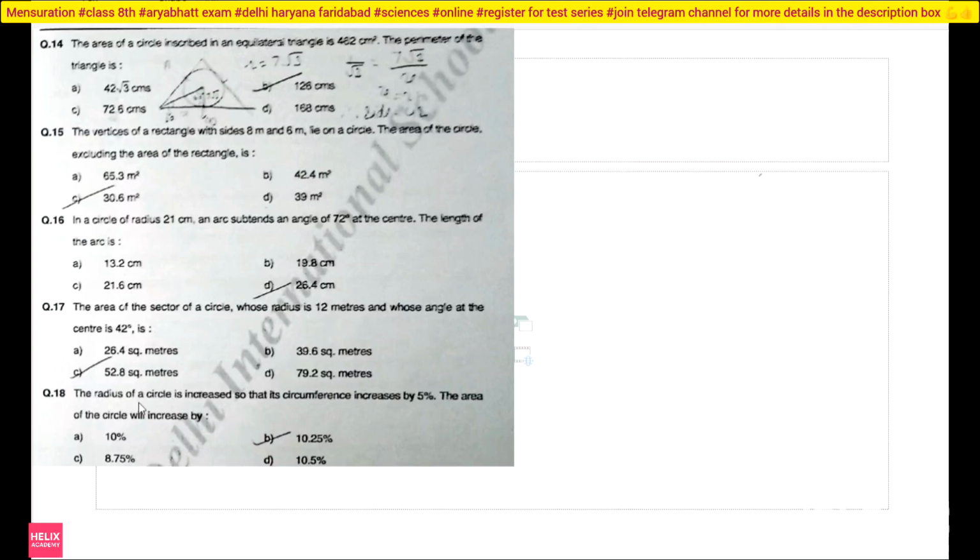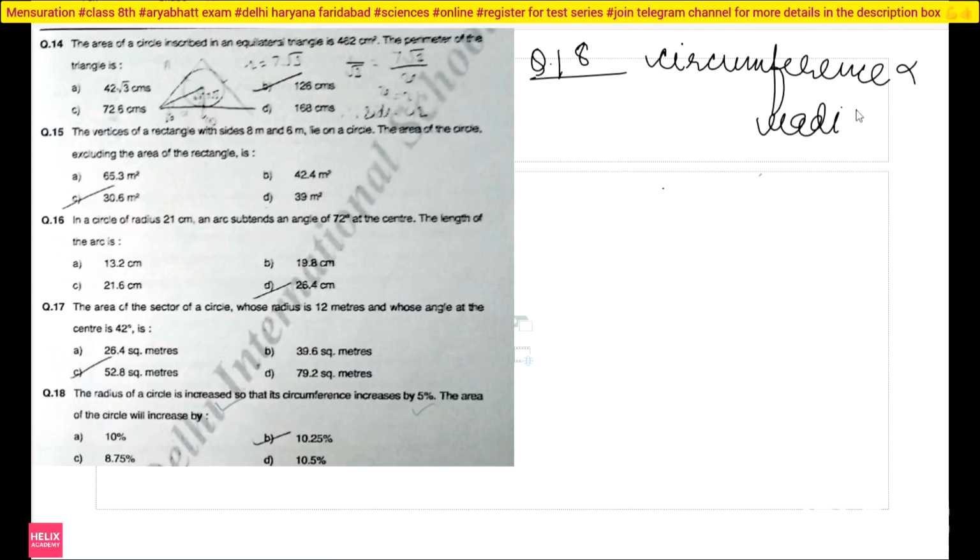Okay, what they are saying, the radius of the circle is increased by some amount, and the circumference also increases by 5%. Now they are asking about the percentage of the area increment. So how can you solve it? Question number 18. See, the circumference is proportional to your radius, and this implies that r2 is equal to 1.05 of r1.